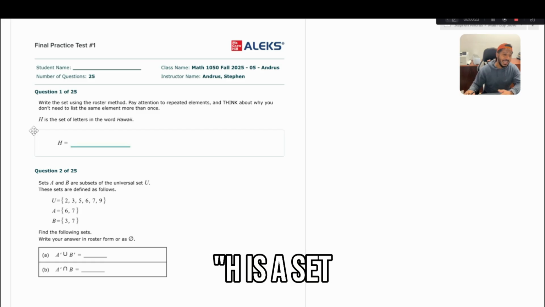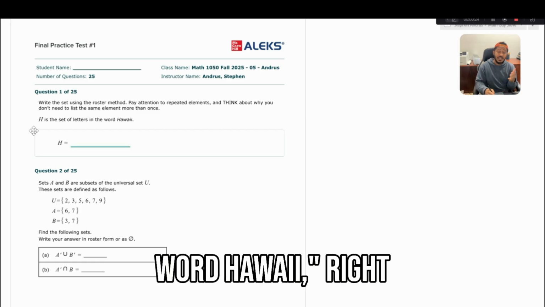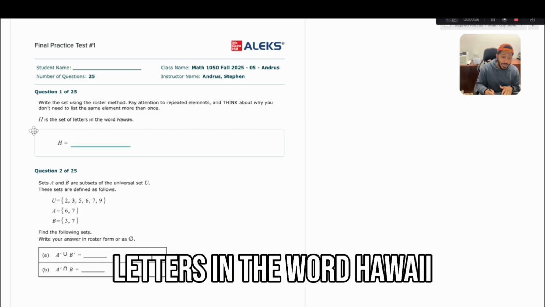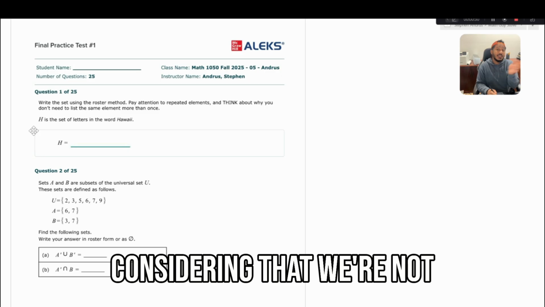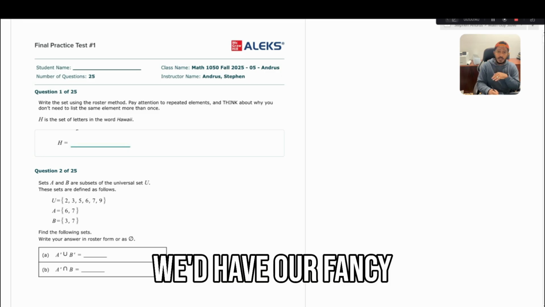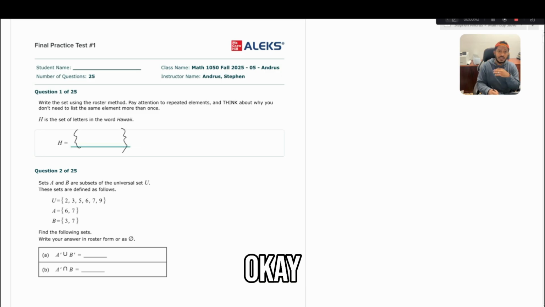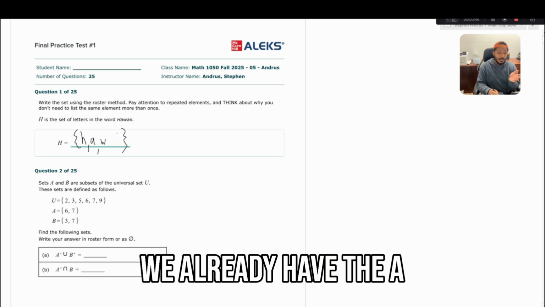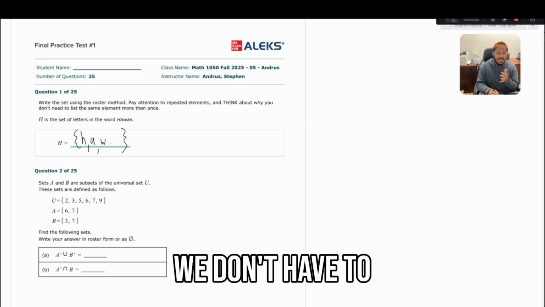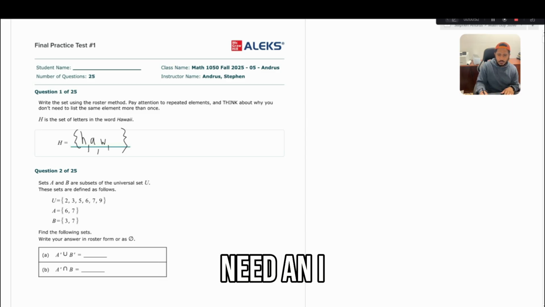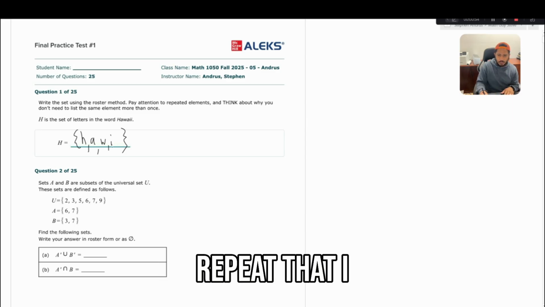So here it says, H is a set of letters in the word Hawaii, right? So if I want to write just the letters in the word Hawaii, considering that we're not repeating anything, then we'd have our fancy brackets here, okay? And the letters we have is H. Got it. We need an A, okay. We need a W, got it. Now we already have the A, so we don't have to repeat that letter. And so we also need an I, and again, we don't have to repeat that I, okay.